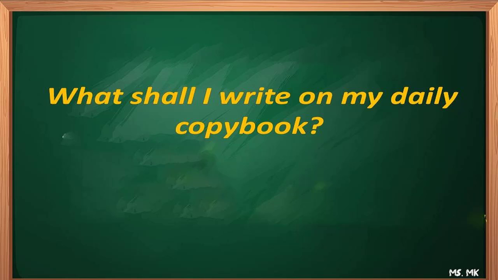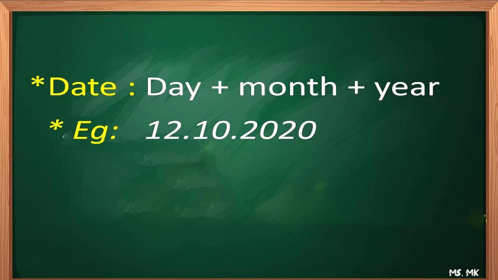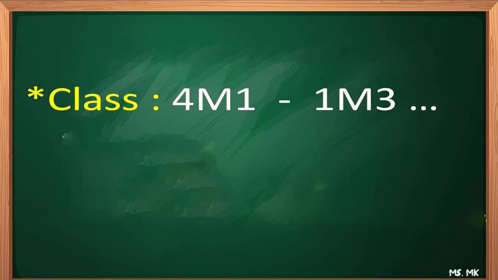Each inspector has his or her own way to work with his or her teachers. Any logbook or any diary book contains the date, the time, the class, the activities, and the remarks, observations, or comments. So, for the date, you mention the day and the month, and of course, the year. For the time, you mention the hour you taught the given class, from 8 to 9, or from 9 to 11, or from 1 to 2, etc. Then you mention the class, for M1, for M2, M3, and so on.